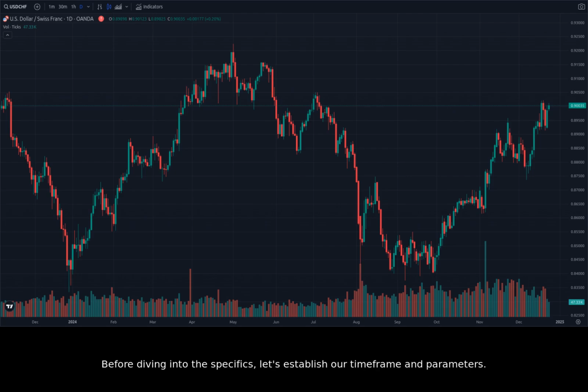Before diving into the specifics, let's establish our time frame and parameters. We will use candlestick charts to visualize the price movements over different time frames. First, let's take a look at the overall trend on the one-day chart.